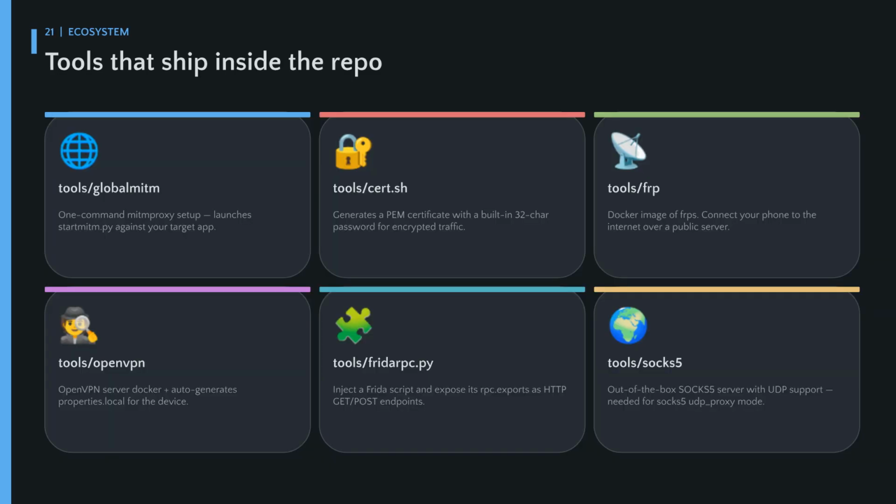The Lambda repo includes several helpful tools. /tools/global mitm provides a one-command mitmproxy setup. /tools/cert.sh generates PEM certificates. /tools/frp offers a Docker image for FRPS. /tools/openvpn provides an OpenVPN server Docker setup. /tools/fridarpc.py exposes frida-rpc.exports as HTTP endpoints. Finally, /tools/sox5 provides an out-of-the-box SOCKS5 server.